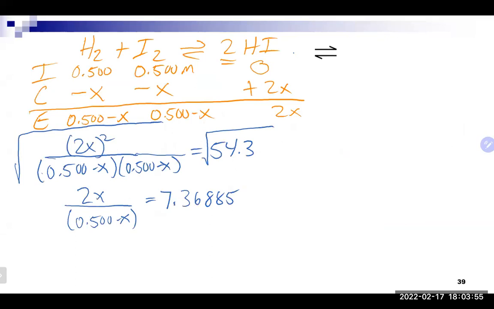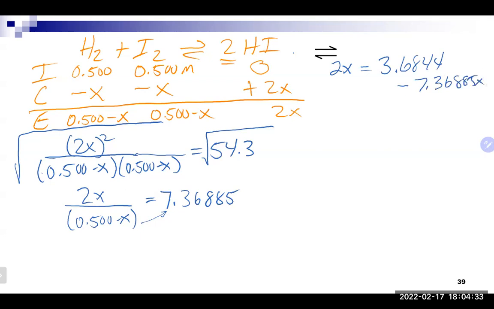Now what we need to do math-wise is that what's on the bottom needs to be multiplied to the other side. So we're going to multiply everything on the bottom to the other side. Going up on top, 2x on the left, and on the right 7.36885 times 0.5 gives me approximately 3.6844. And then we're also multiplying x to the other side, so underneath it, minus 7.36885x.